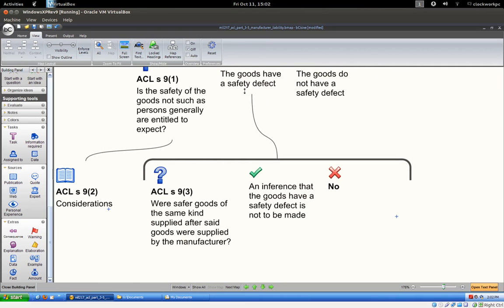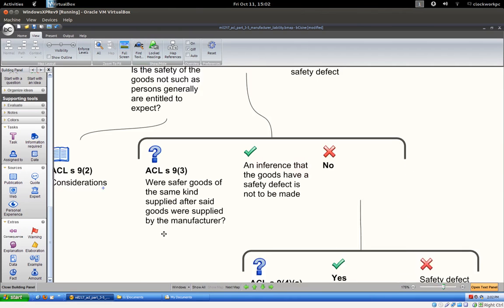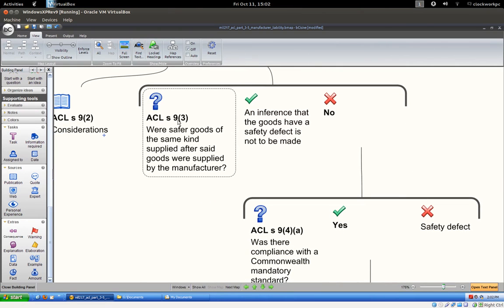If it is held that the goods have a safety defect, there are a couple of other things to bear in mind. First of all, pursuant to section 9 subsection 3, an inference that the goods have a safety defect is not to be made if safer goods of the same kind were supplied afterwards. So if a product was sold, and then it was recalled and replaced with something safer, the court is not allowed to draw from that subsequent action the inference that the original goods had a safety defect.